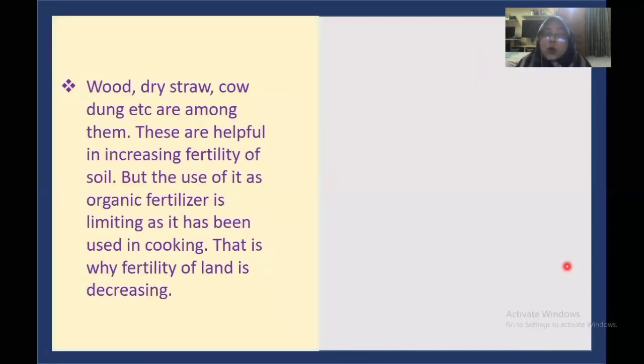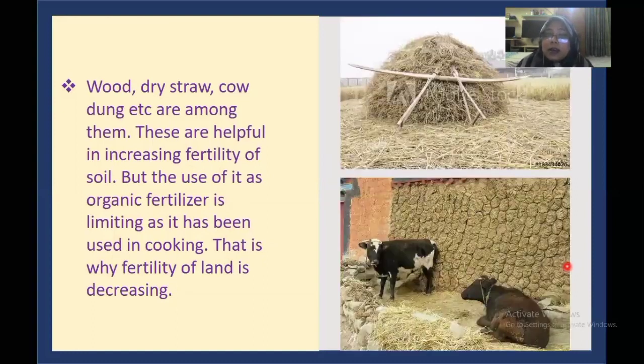Wood, dry straw, cow dung, etc. are among them. These are helpful in increasing fertility of soil, but the use of it as organic fertilizer is limited as it has been used in cooking. That is why fertility of land is decreasing. So wood, dry straw, and also cow dung, these are very helpful.